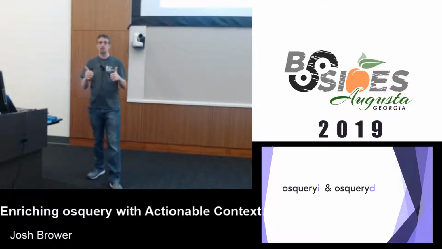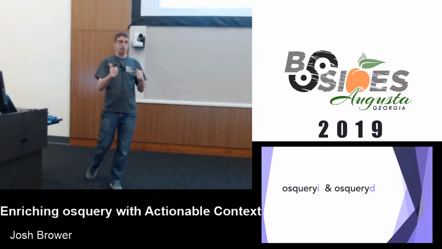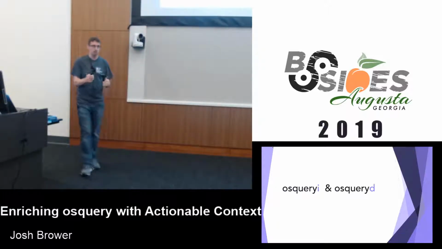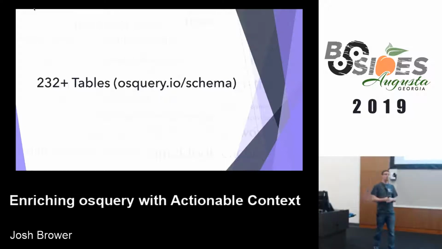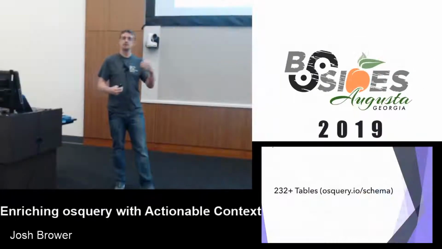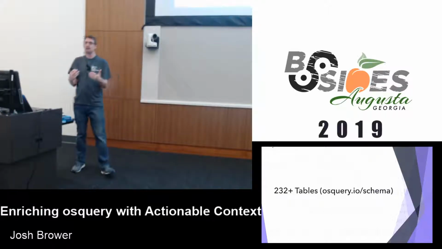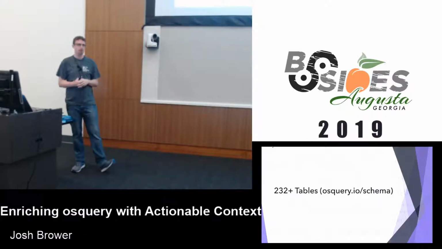Is that making sense so far? We're going to be moving pretty fast since this is a lightning talk, okay? So Osquery has 230 plus tables. If you go to osquery.io/schema, you can see all the different tables that are available for you to query. These tables are what you can query to get all that relevant information we're talking about. There's a users table, a certificates table, all sorts of different tables that you can query to get information from.